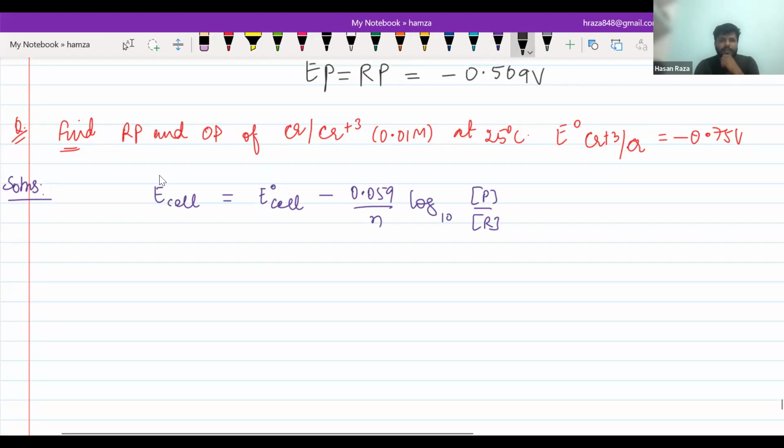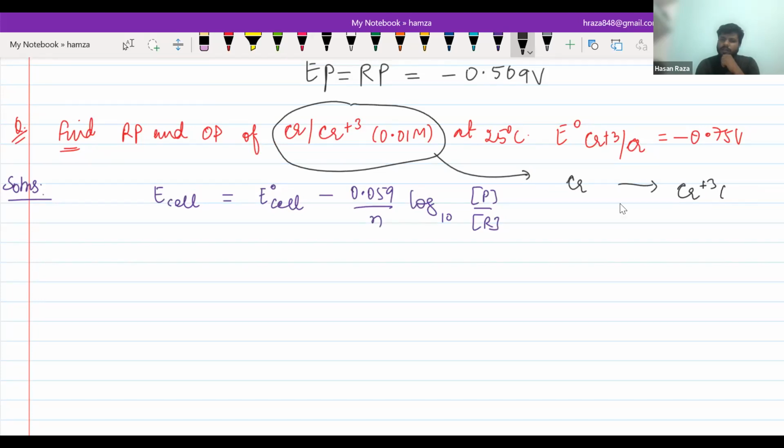Tell me. Now, from this, you can easily write an equation: Cr will be converting into Cr plus 3. This is in aqueous state and this is in solid state. And its concentration is given as 10 raised to the power minus 2 M. Are you getting my point, Hamza?